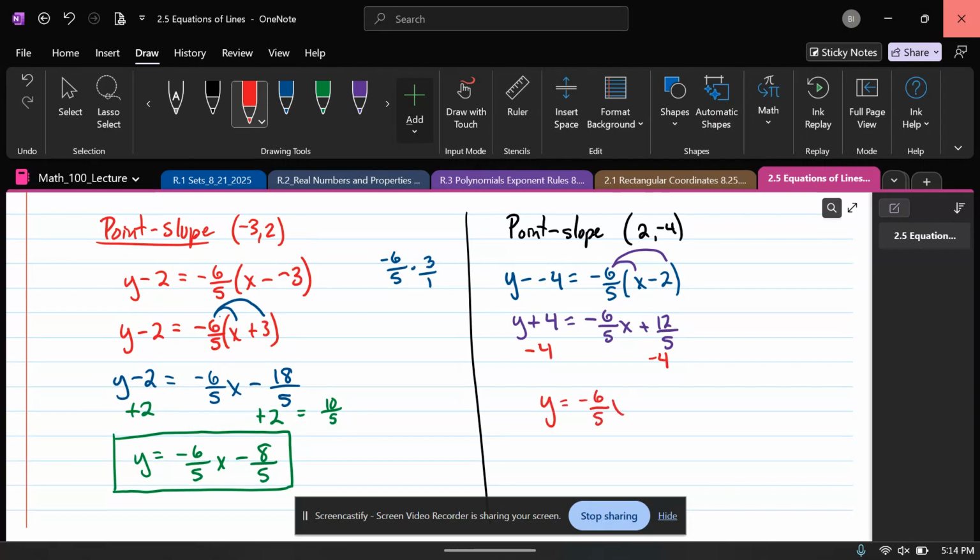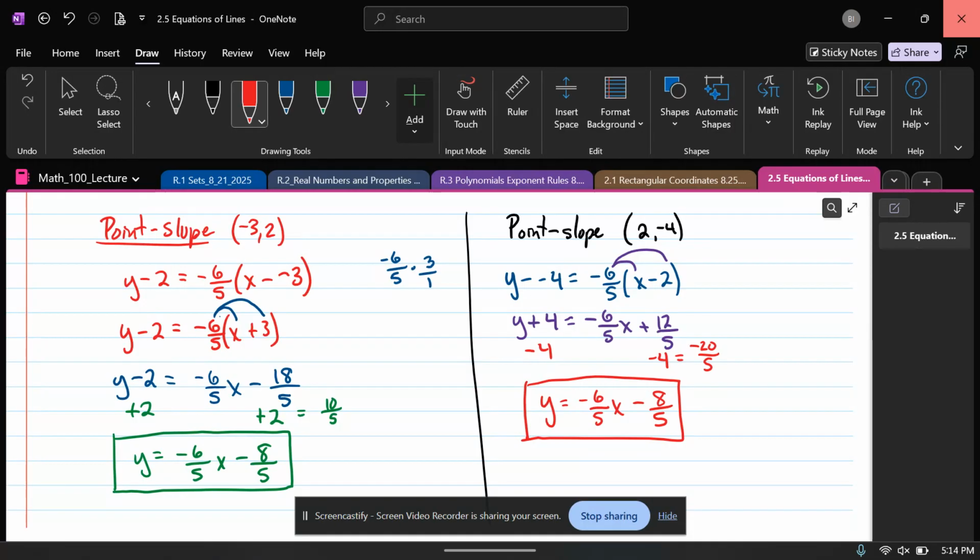So negative 4 would be the same thing as negative 20 over 5. 12 minus 20 is negative 8 over 5. And that is the same slope-intercept form as I got using the other ordered pair. So slope-intercept form is the same no matter which ordered pair you pick. Now the point-slope forms looked a lot different, but the slope-intercepts should be exactly the same.